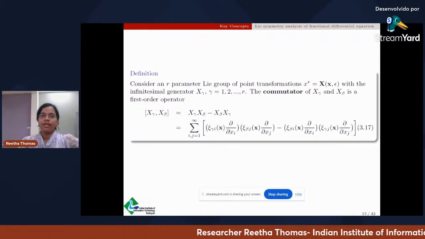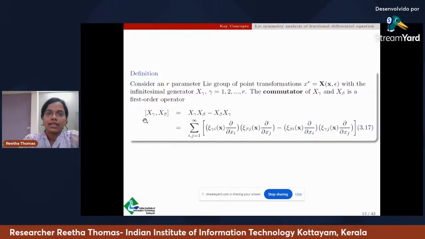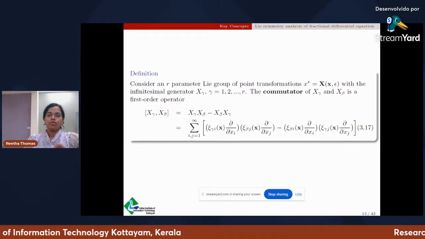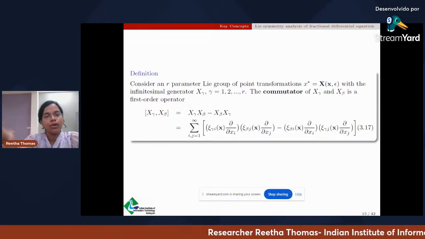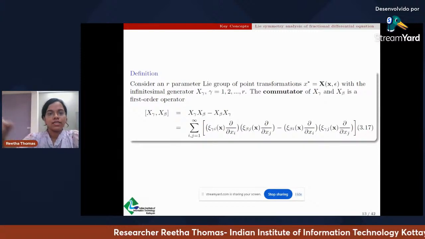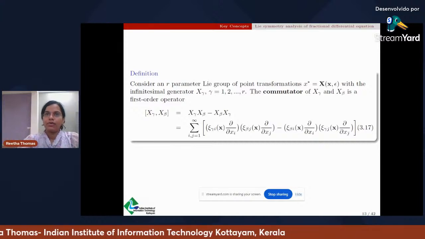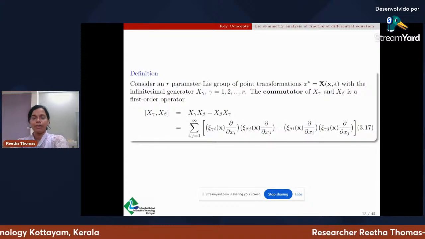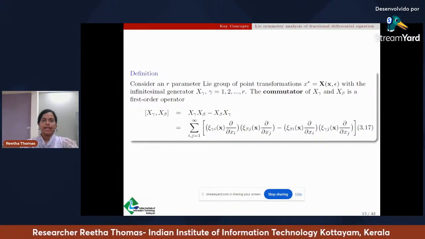Here we define the operator as the commutator relation or bilinear bracket: X gamma X beta equal to X gamma X beta minus X beta X gamma. For that, consider X1 and X2, where X1 is dou by dou x and X2 is x dou by dou x. Then X1 X2 is dou by dou x, x dou by dou x, which is dou by dou x minus x dou by dou x of 1 into dou by dou x, which is 0. So that can be X1 only. Similarly, we can extend it to any others.